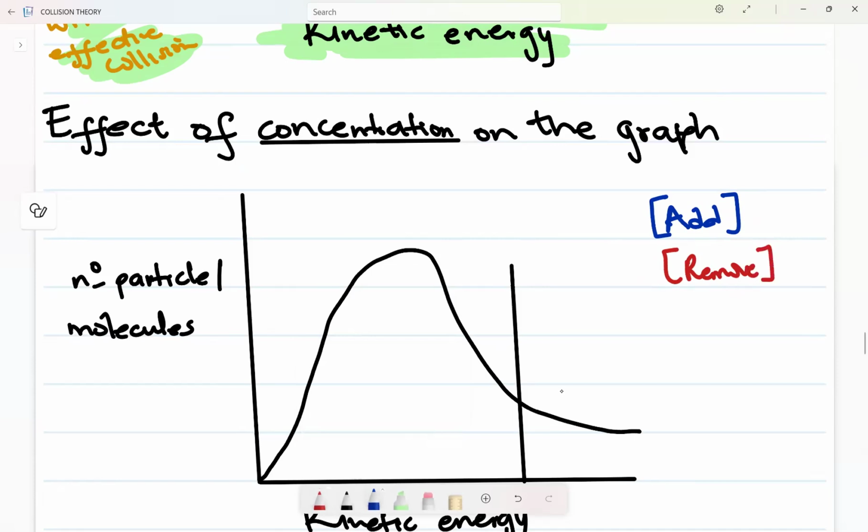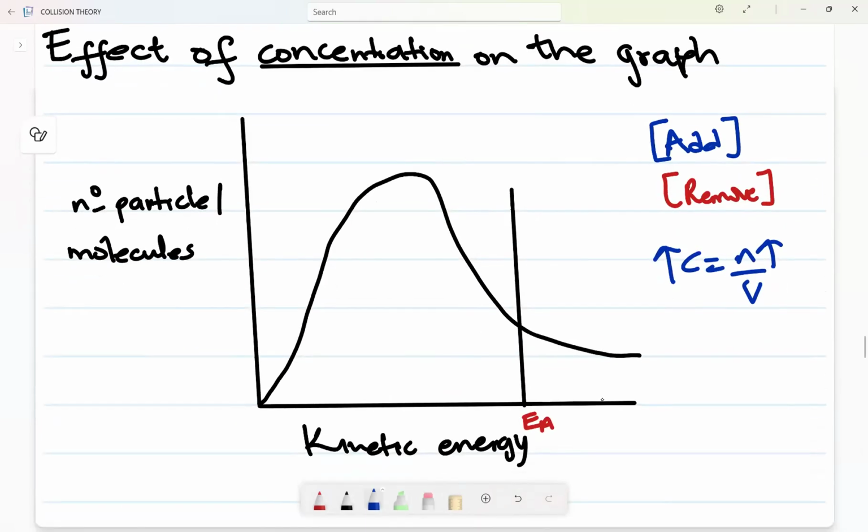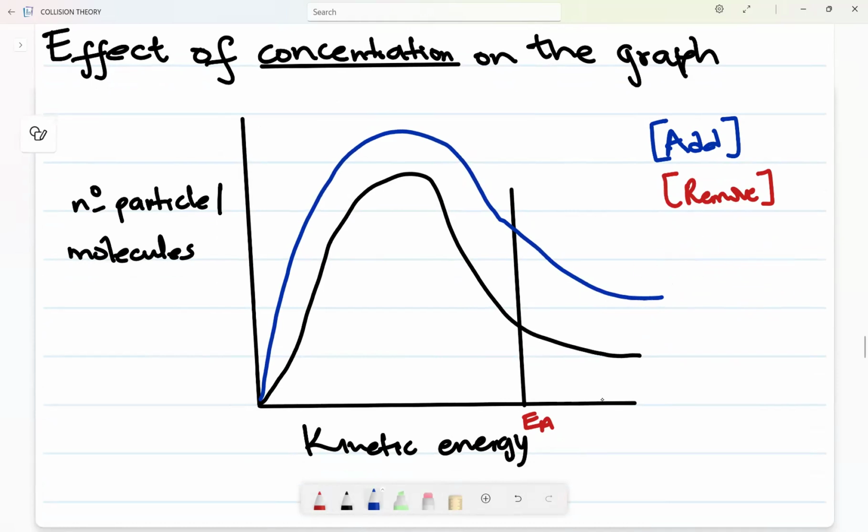When you add concentration, remember what the concentration does? As per the formula, when you increase the concentration, you increase the number of particles. It means now your particles will be like so. Let me redraw that. You will have more particles. Can you see that? More particles compared to this one.